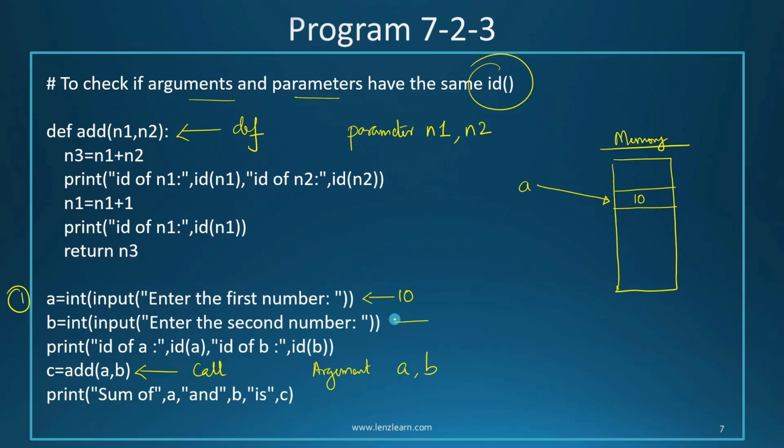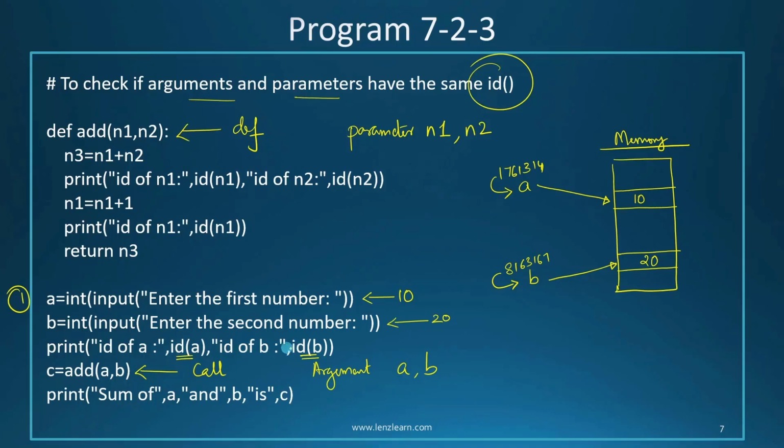Now in the next statement, I will give another value, 20. Anywhere in memory, another piece will be taken, 20 will be written to it, and variable b will be referring to it. After that, I am printing the ID of a and ID of b, before I'm calling the function. Assume that the ID of a is 1761314, just assume a number, and ID of b is 8163167, something like that. This is the ID of b and this is the ID of a.